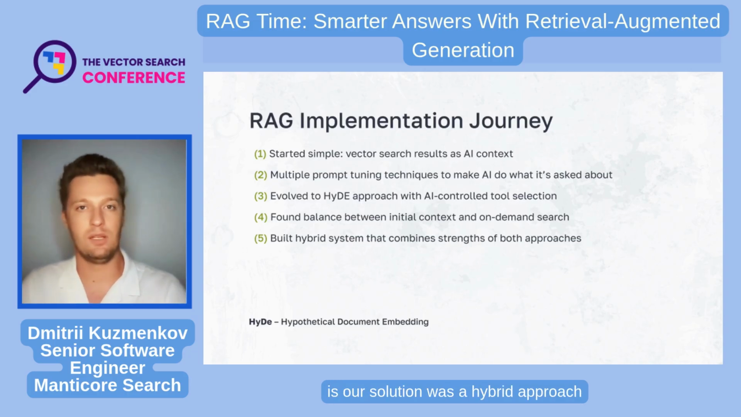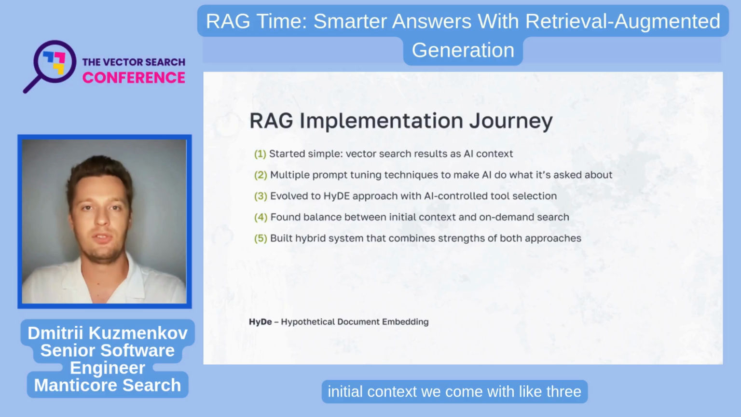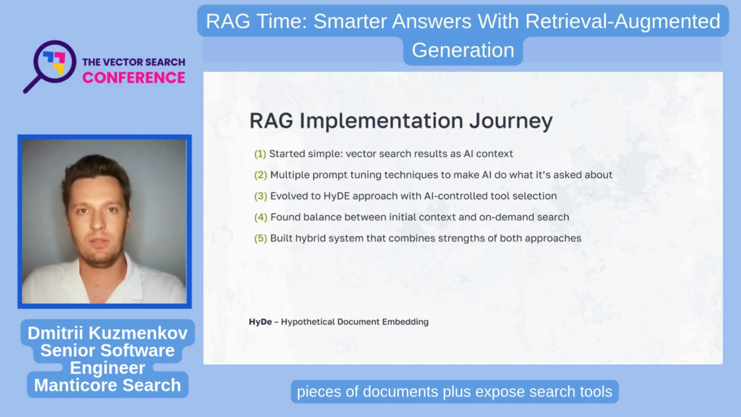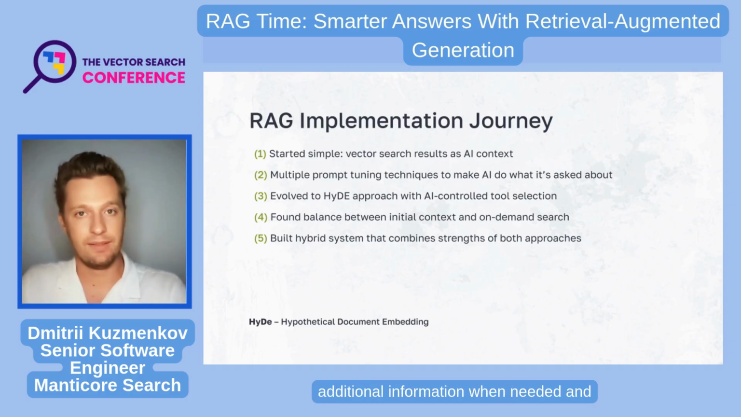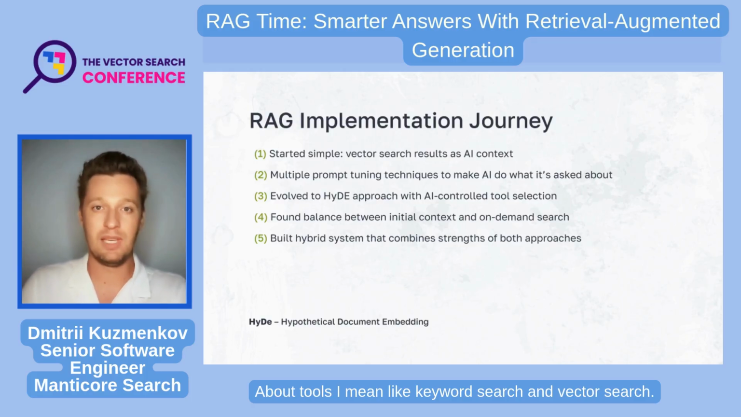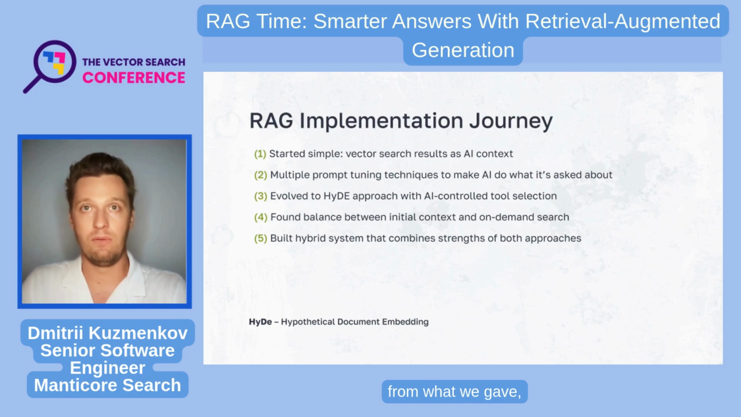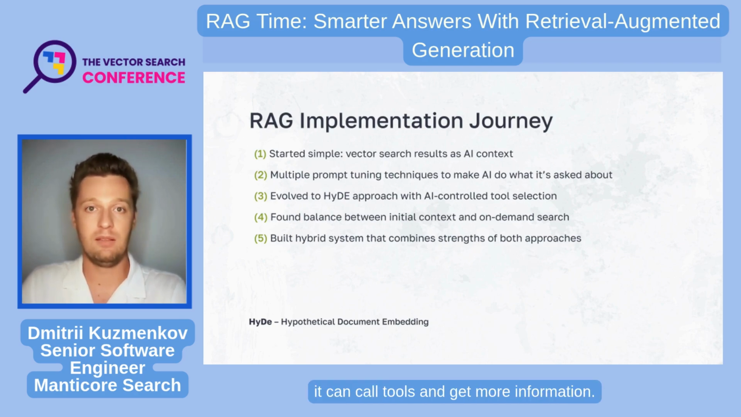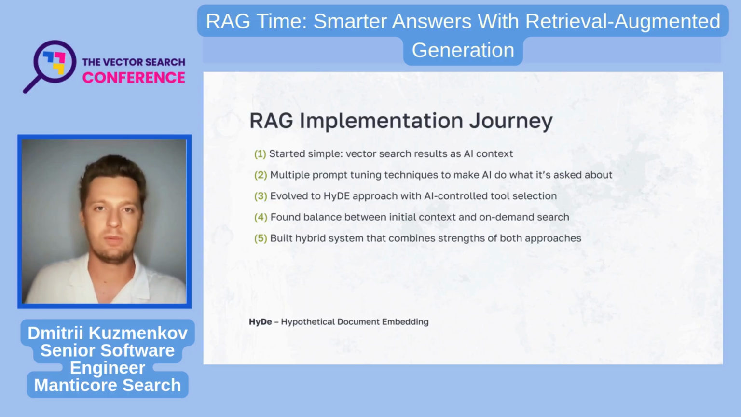So our solution was a hybrid approach. Provide minimal but essential initial context. We come with like three pieces of documents, plus expose search tools that the AI can use to gather additional information when needed. And about tools, I mean keyword search and vector search. So if the AI is missing some context from what we gave, it can call tools and get more information. This balanced approach dramatically improved the quality and relevance of responses.